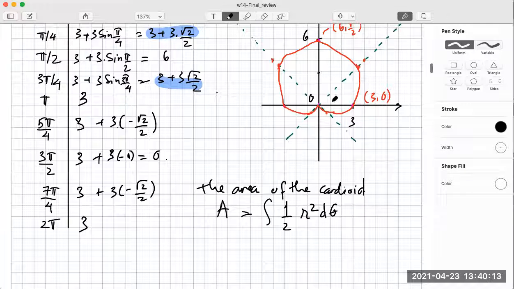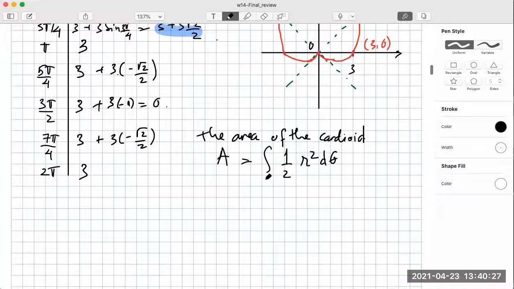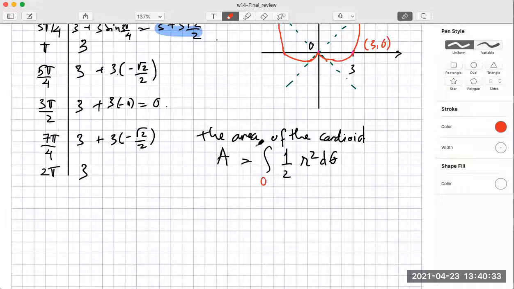That is the area of this guy. It goes from 0 to pi over 2, continues going up to pi, and then from pi to 3 pi over 2 to this guy. So it will be from 0 to 2 pi, right?